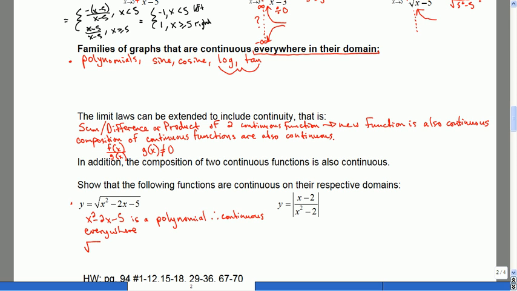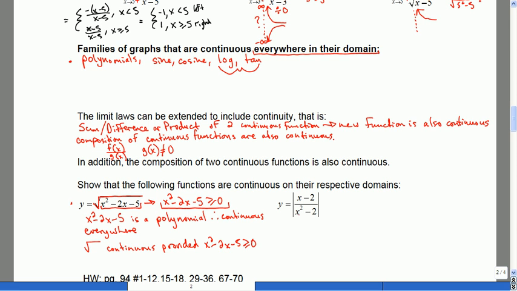And the square root graph is going to be continuous anywhere that we don't end up with a negative. So this graph here is continuous provided that x squared minus 2x minus 5 is greater than or equal to 0, because the square root graph is a continuous function, and x squared minus 2x minus 5 is continuous. Taking their composition makes a new continuous function. The only rule, though, is that this must be greater than or equal to 0 for it to exist.